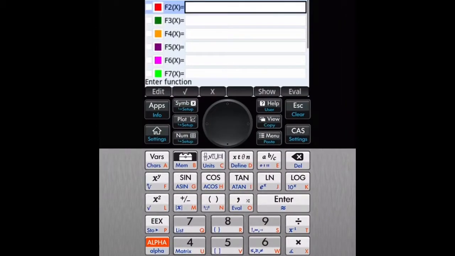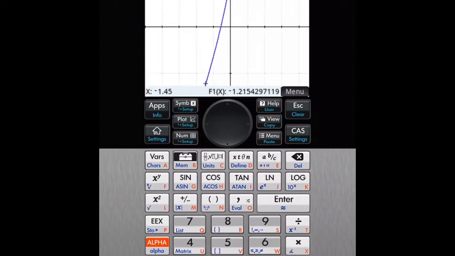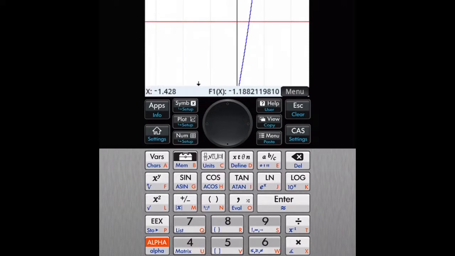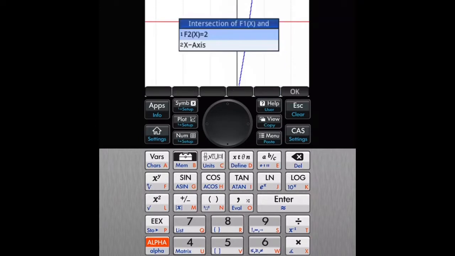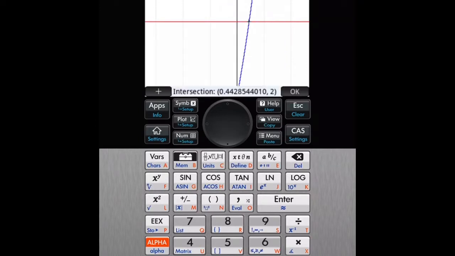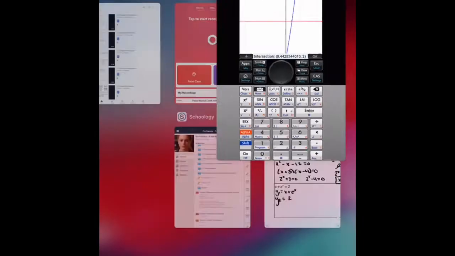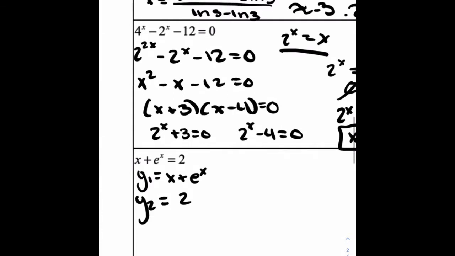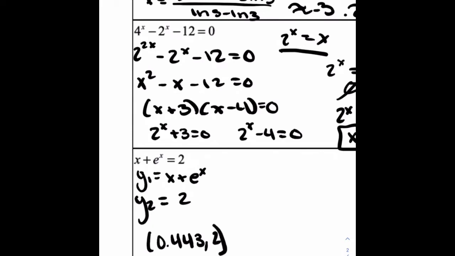So if we go to the calculator, and we're going to plug in the two functions, press plot, and then we're going to click near the intersection, press menu, function, intersection, and then the function, and we get that the intersection is at about 0.443. So we can say it intersects at 0.443, 2, and we want to know the x value, and the x value was 0.443.